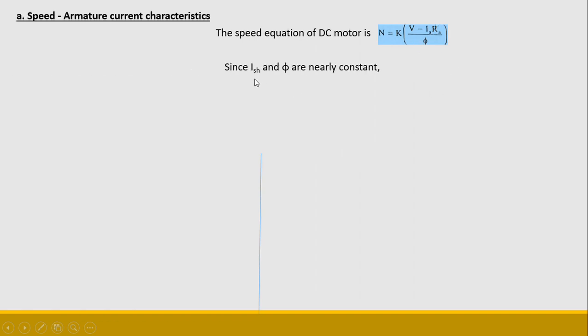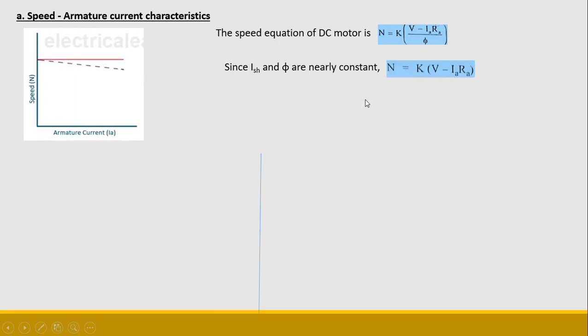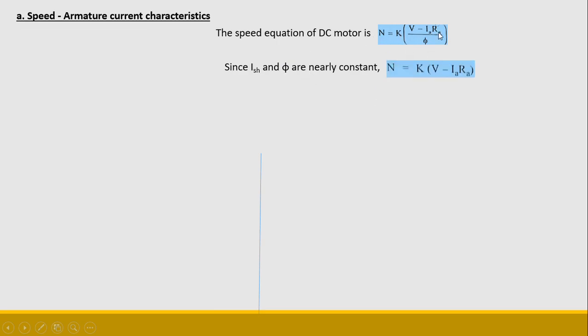First characteristic is speed versus armature current. The speed equation of DC motor is N is equal to K into (V minus IaRa) divided by phi. Since shunt current, that is field current, and flux are nearly constant, this equation can be rewritten like N is equal to K into (V minus IaRa). Here we have considered flux as constant.